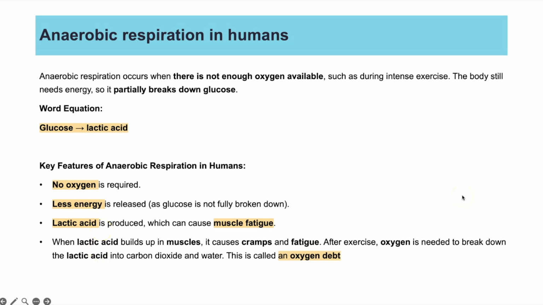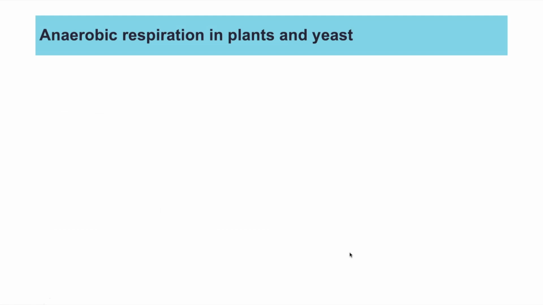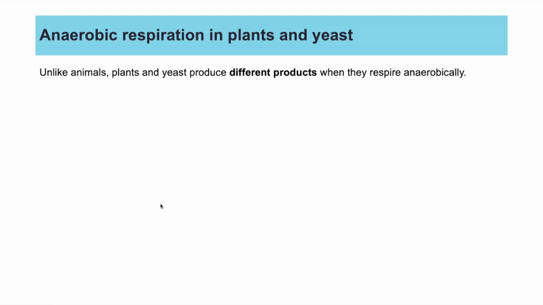So after exercise, oxygen is needed to break down that harmful lactic acid, and it breaks it back down in the liver into carbon dioxide and water, so it's no longer harmful and your muscles can recover. And that's known as the oxygen debt, which I'll be going into in more detail for higher tier in a future slide. Anaerobic respiration in plants and yeast is slightly different.